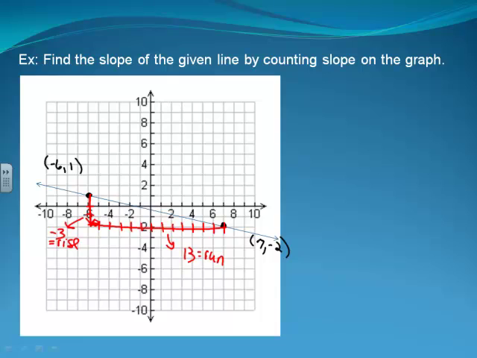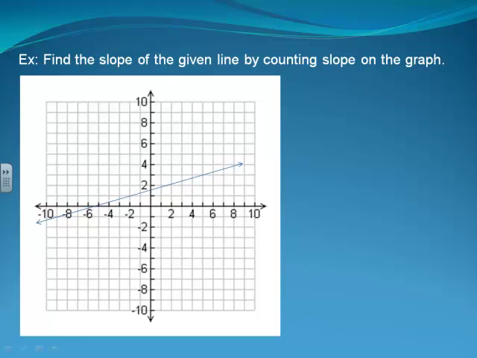And so your slope, which as always is rise over run, is going to be -3 over 13, which can't be reduced, and so that's your final answer, -3/13.